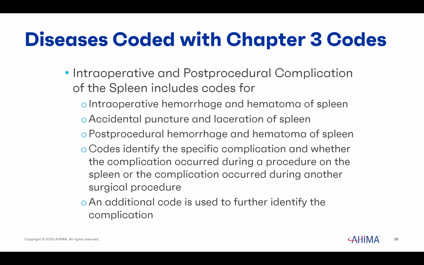Now we're getting into complications during and after spleen surgery. These have their own set of codes, and these include such codes as intraoperative hemorrhages and hematomas of the spleen, accidental punctures and lacerations of the spleen, post-procedural hemorrhage and hematoma of the spleen, and the codes identify what the specific complication is and whether the complication occurred during a procedure on the spleen or the complication occurred during another surgical procedure. We would also use an additional code to further identify the complication.